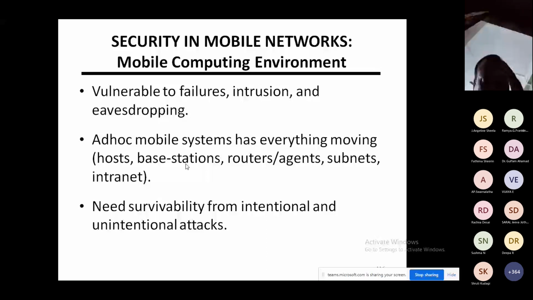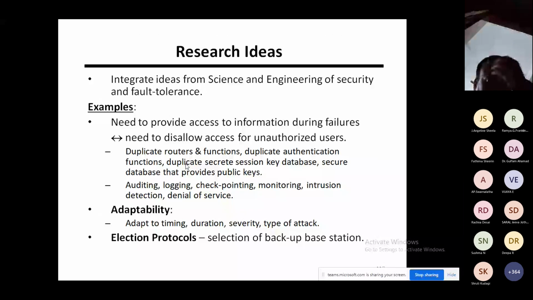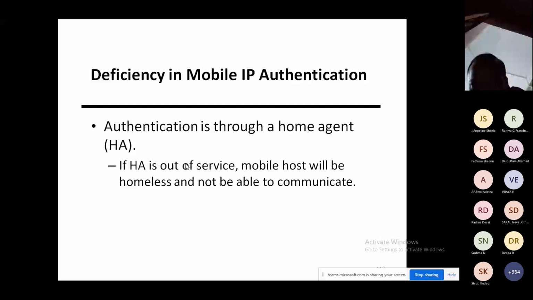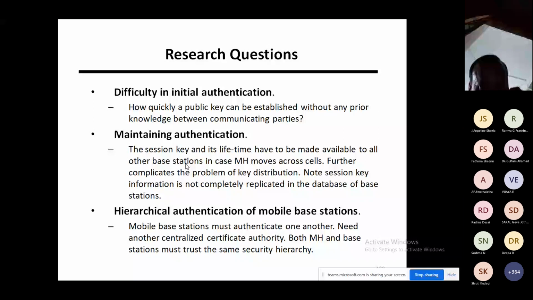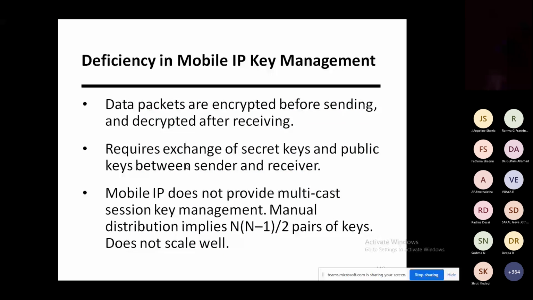So another research idea is integrating ideas from the science and engineering of security and fault tolerance, for example, the need to provide access to information during failure, adaptability, and injection protocols. There are deficiencies in mobile IP authentication, where authentication is through a home agent, HA, and deficiencies in mobile IP key management, where data packets are encrypted before sending and decrypted after receiving. So it requires exchange of secret keys and public keys between sender and receiver, and mobile IP does not provide multicast session key management.